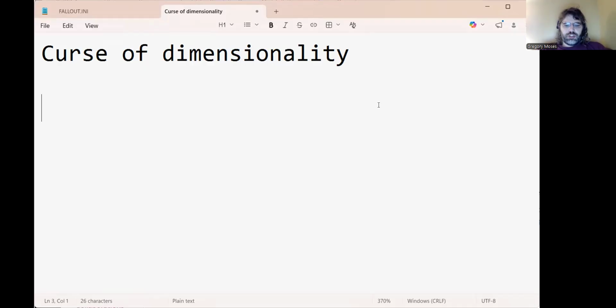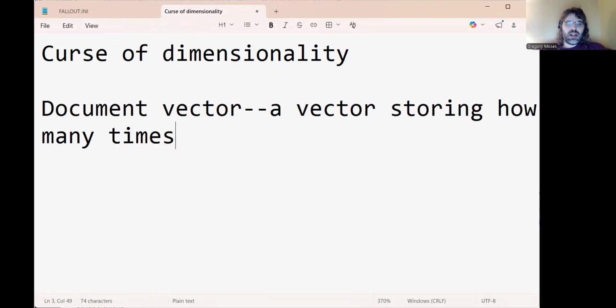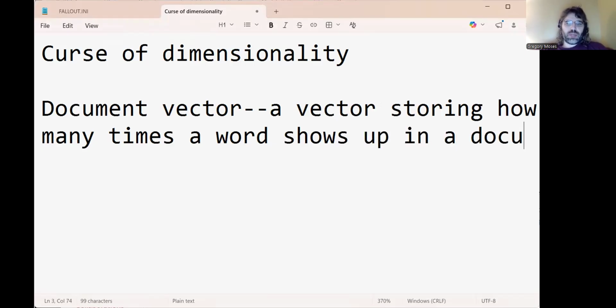Hello. So, in this video, I'd like to introduce the so-called curse of dimensionality. The example I am going to introduce this with is called a document vector. And a document vector is just a vector storing how many times a word shows up in a document.